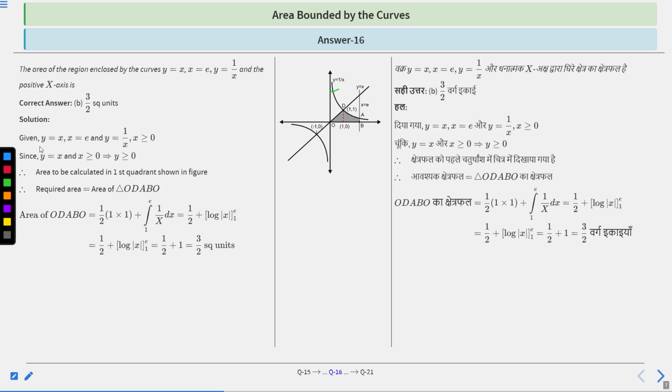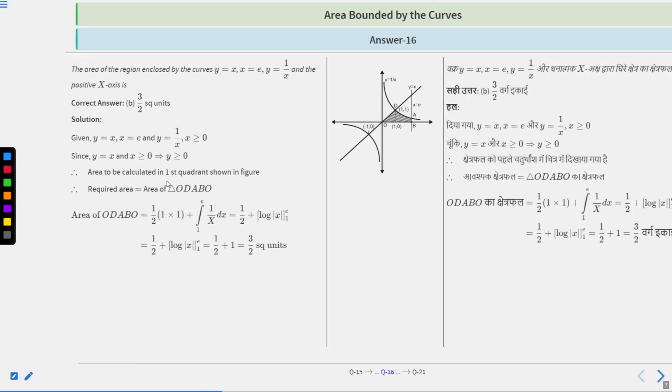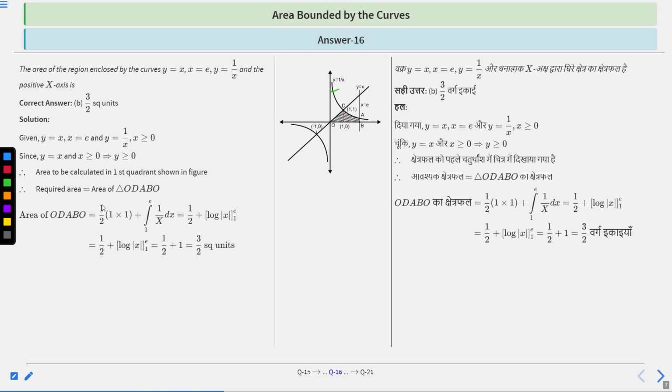Therefore, we are given y equal to x, x equal to e, and y equal to 1 by x, as x should be greater than or equal to 0. Since y equal to x and x is greater than or equal to 0, this implies y should be greater than or equal to 0. Therefore, the area must be calculated in the first quadrant, as shown in this figure. Clear?